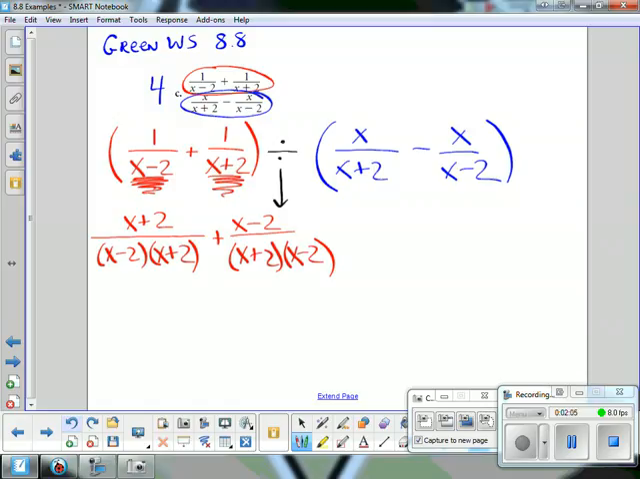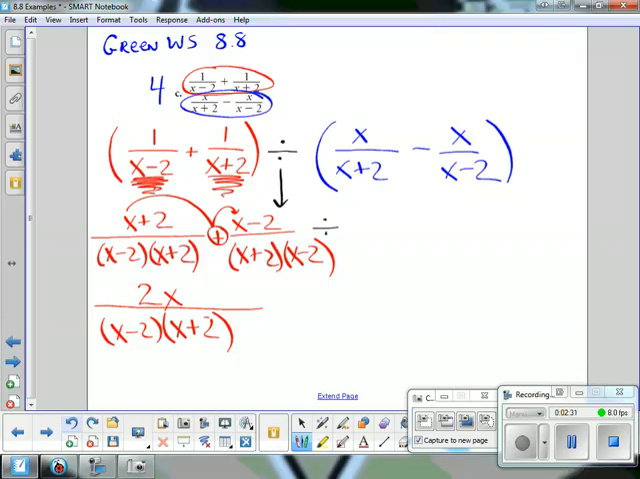And what do you notice? Well, we're adding on the top x plus x, which is what? 2x, and 2 plus negative 2, which is 0. So that's gone, and you just have this. All right, so that's what the red fraction ends up equaling. We're still dividing at this point because I'm not flipping what's in blue.